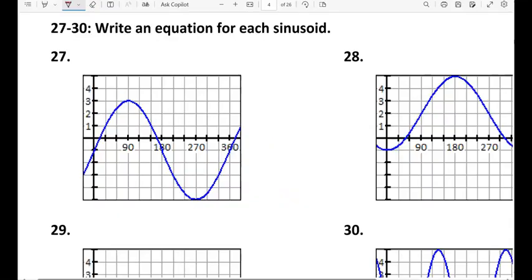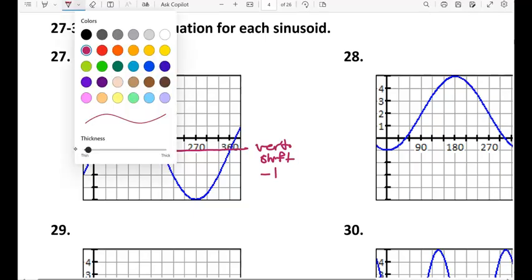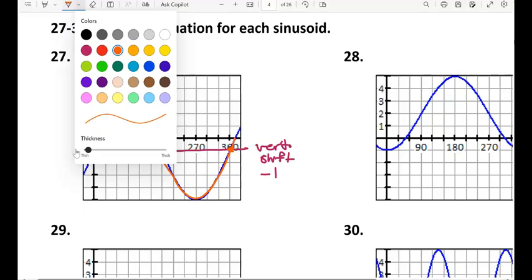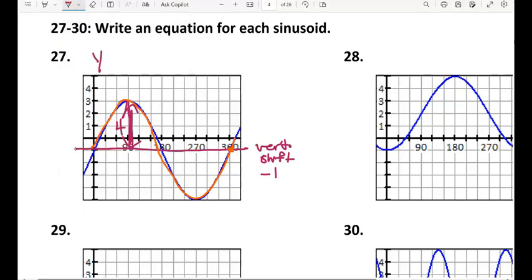In 27 through 30, we're asked to write the equation of each sinusoid. First thing I might draw attention to is that vertical shift, or new x-axis, is negative 1 for this function. The amplitude of the sinusoid is 4. And this is a sine function because it starts in the middle, goes to a peak, then back down to the minimum and back to the middle again. And that's a right side up sine function. So its equation is y is equal to 4 times the sine of x minus 1.